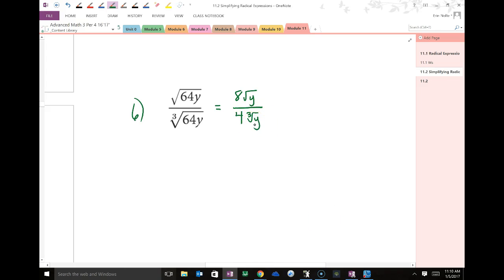Okay, now what's my next step? Divide by 4, good. So I can reduce the outside piece. So would you all agree that's 2 square roots of y times the cube root of y? Or over the cube root of y. I said that wrong, but I wrote it right.